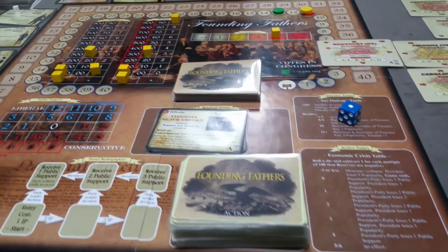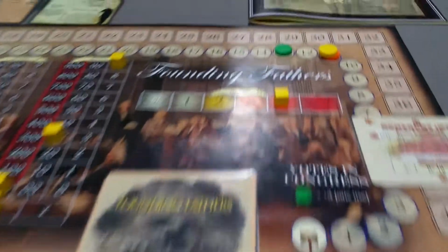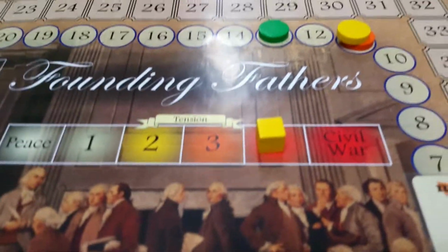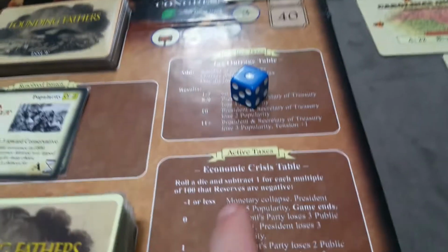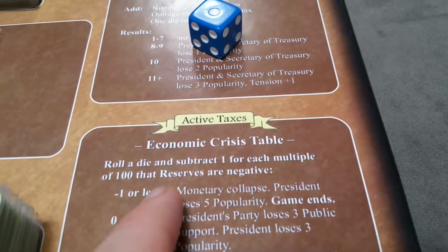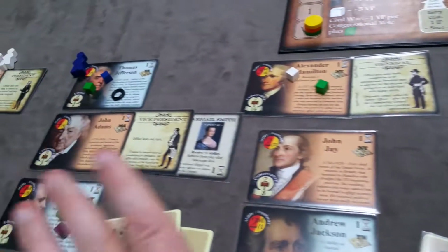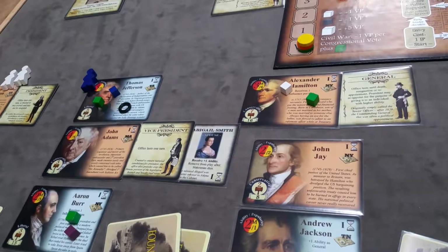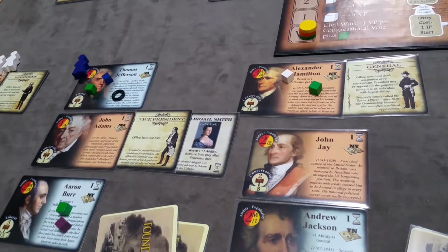Let's talk about how the game can end. So the game can end in one of several ways. If the tension reaches the Civil War, again the game ends. As we talked about, if we end in an economic crisis and a monetary collapse, the game can end. If both parties cannot field the required presidential and VP nominees to conduct an election, the game will also end.